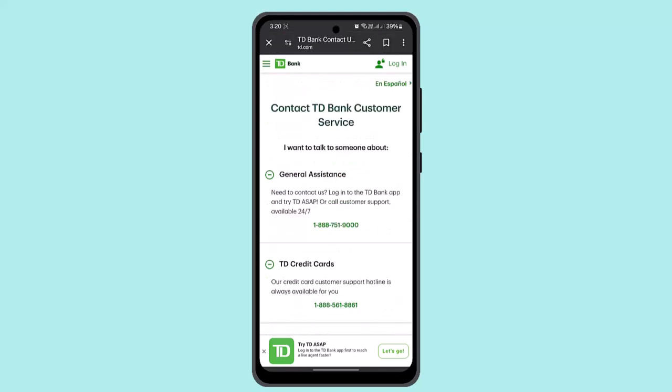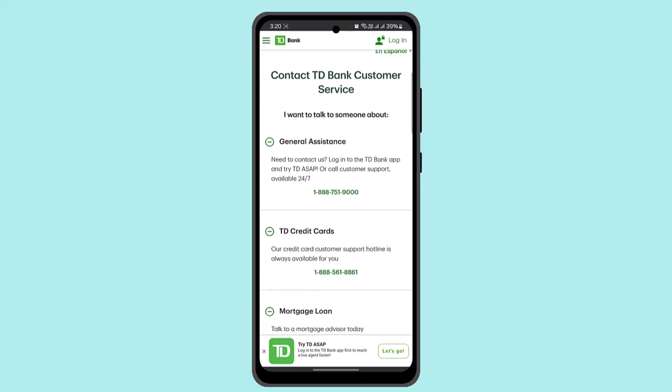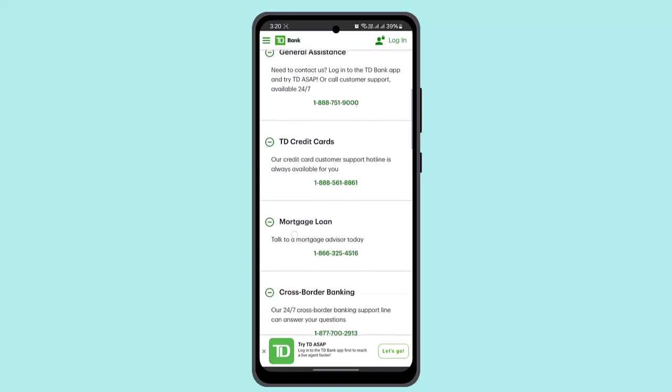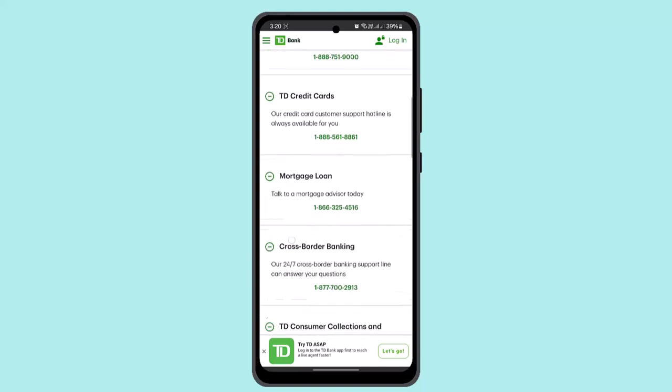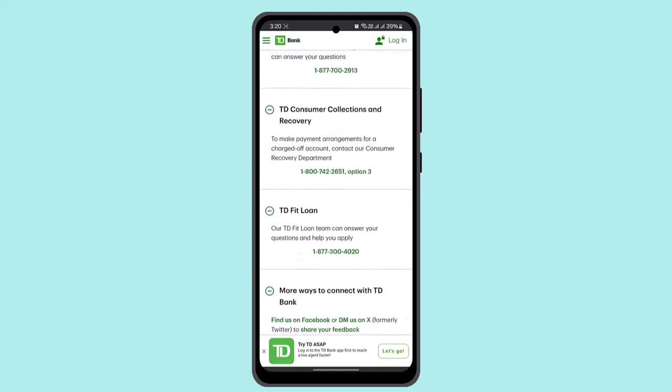According to the question or the kind of topic that you're related to, or the issue, they have a specific customer service associated for them. So you could go ahead and contact on a toll-free number, and you should be able to get help or get in touch with the customer service team.